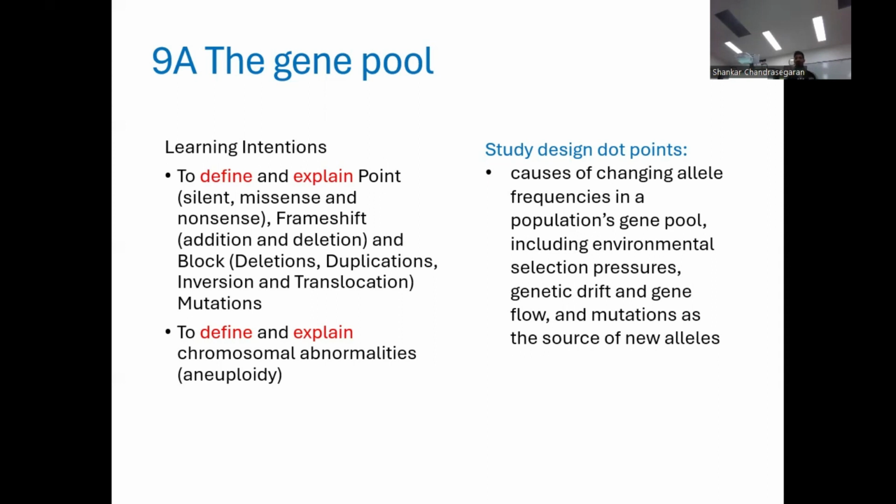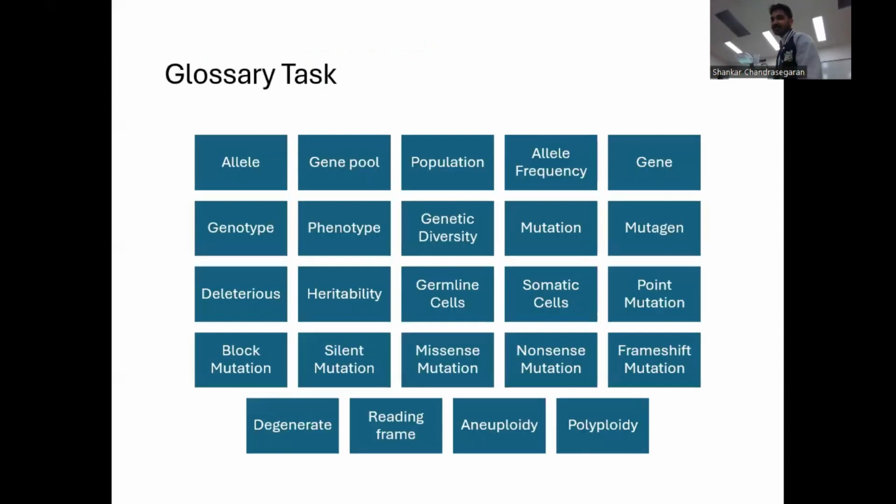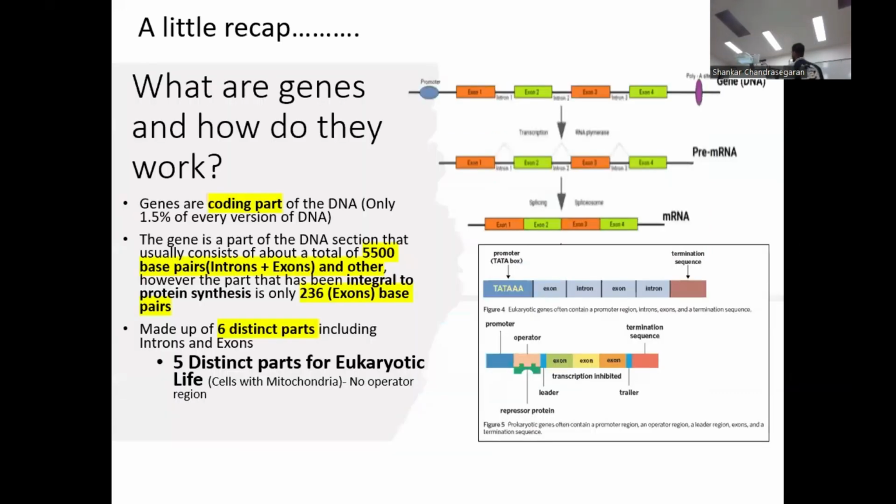So today's lesson, we're going to look at the basics, which is what do all these words even mean? For example, what is mutation and what types of mutation can occur? Also, we will look at what a gene pool is, what alleles are, what allele frequencies are, and genotypes and phenotypes, and then move into the mutation part beyond that. So just a little recap of what we covered at the start of the year.